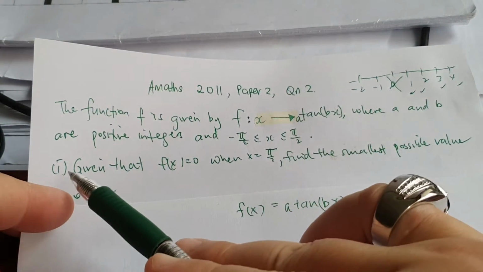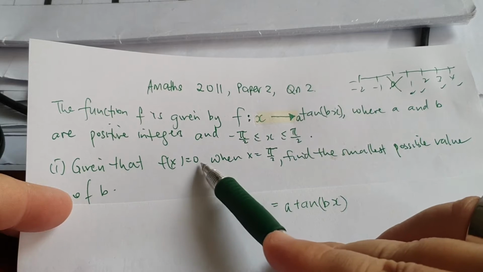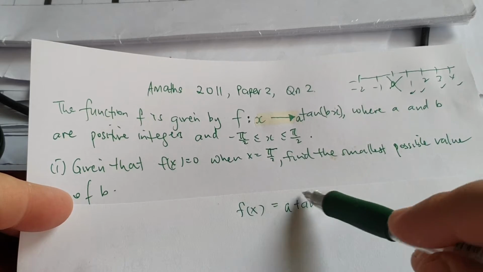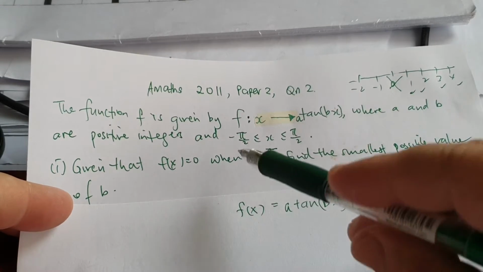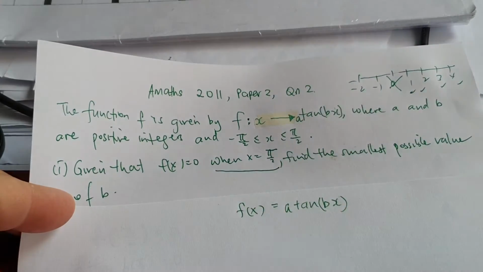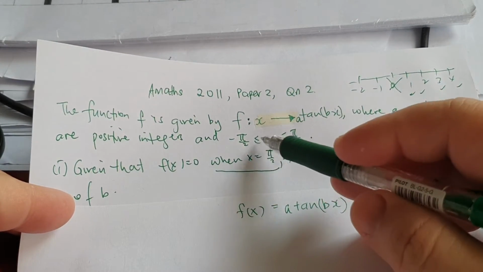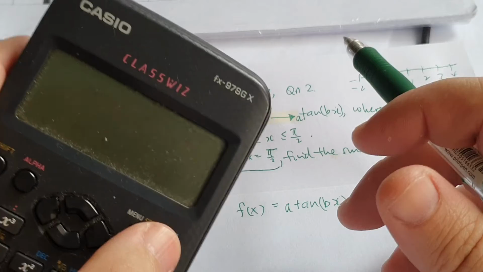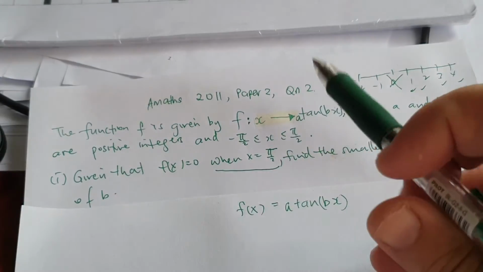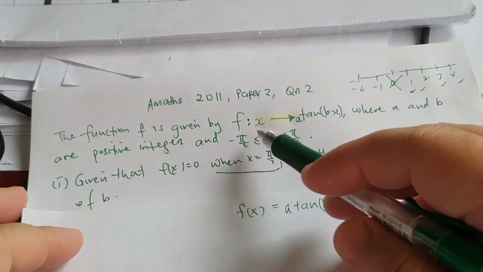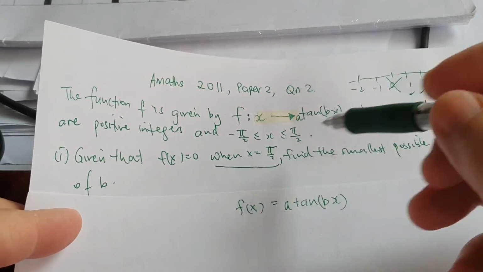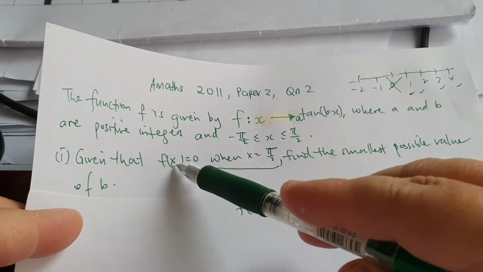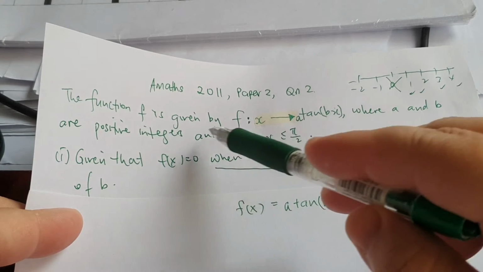Once you understand this, let us try and do this question. They tell us in part 1 that f(x) equals 0 when x is π/2. When you have x as π/2, you should know that your calculator mode should be in radians, because there's no degree sign here. They ask you to find the smallest possible value of b, given that f(x) equals 0 when you substitute this x inside here.